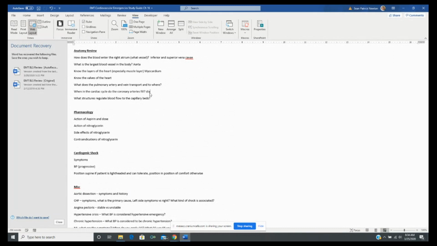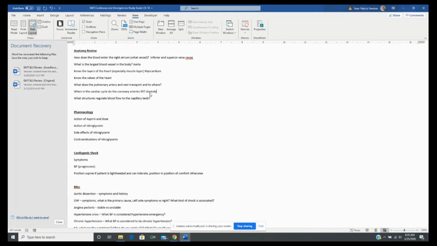When in the cardiac cycle do coronary arteries fill? They fill during diastole. So that's the resting time. It makes sense, right? When the heart is contracting, all the muscle is pumping the blood, and then diastole is that relaxation, and that's when the coronary arteries fill.